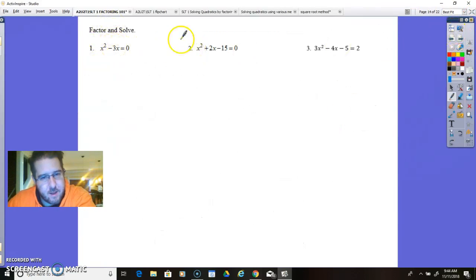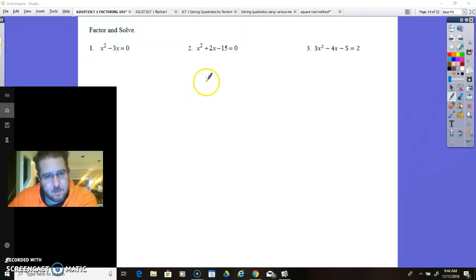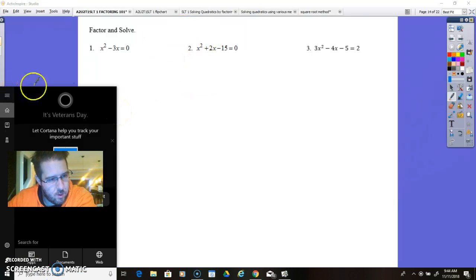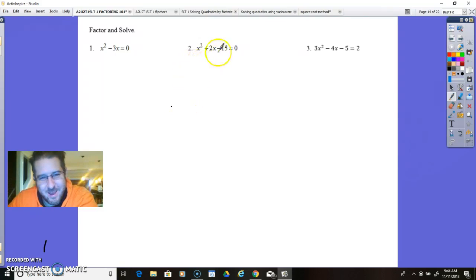All right, factor and solve. Okay, so now we have to actually combine what we've been doing, which is factoring. And I'm just going to do one of these. I know I'm running low on time. Oh, what happened here? Okay.